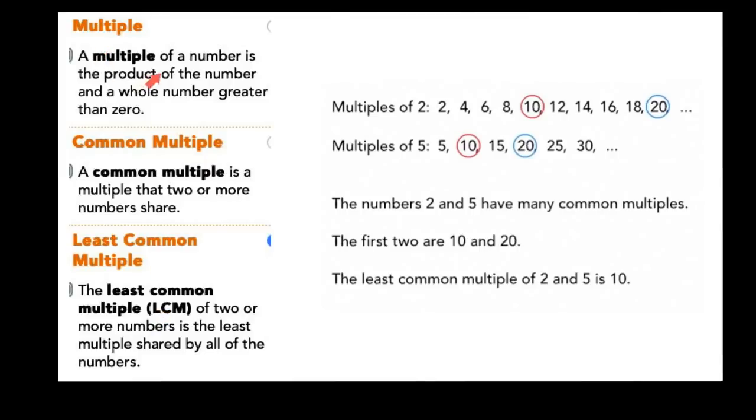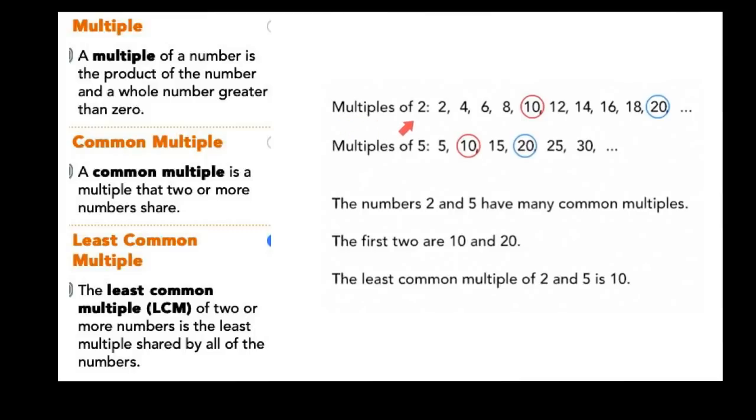So a multiple of a number is the product of the number and a whole number greater than 0. All that means is the product of a number, 5, and a whole number greater than 0, 1. Well, if it's a product, you multiply it, so 5 times 1 is 5. Boom. So there's an example.